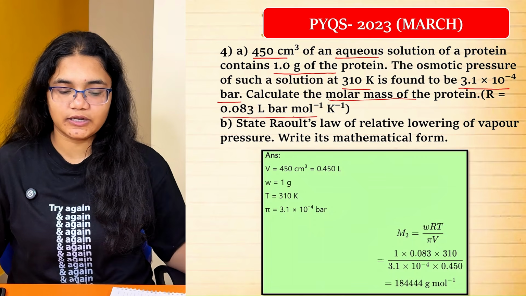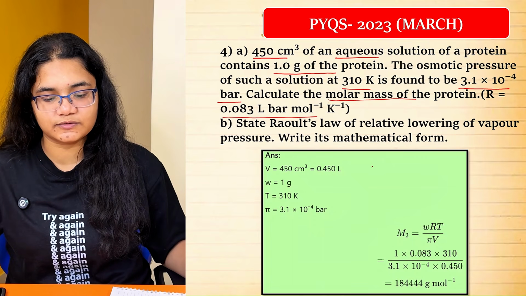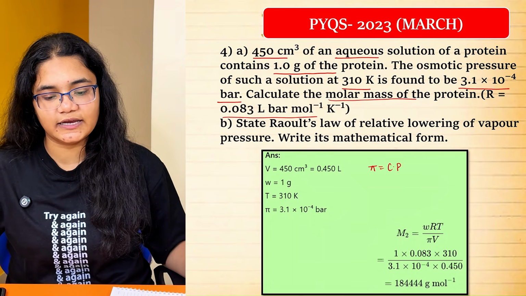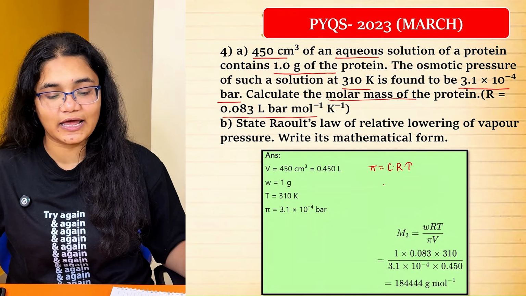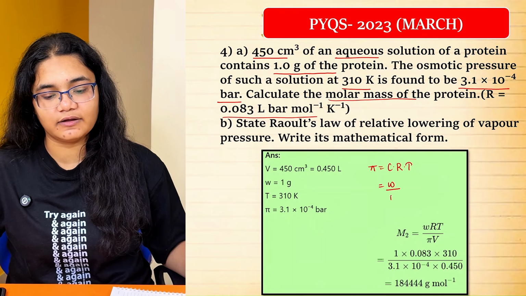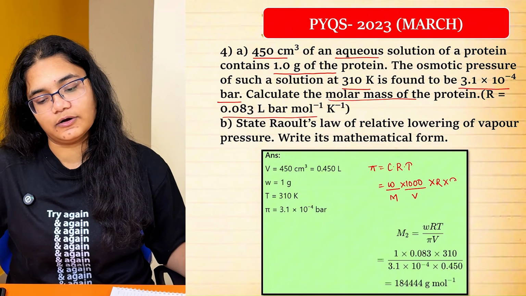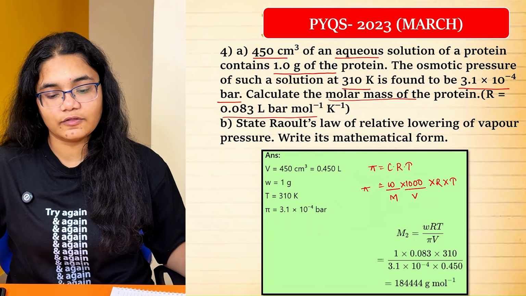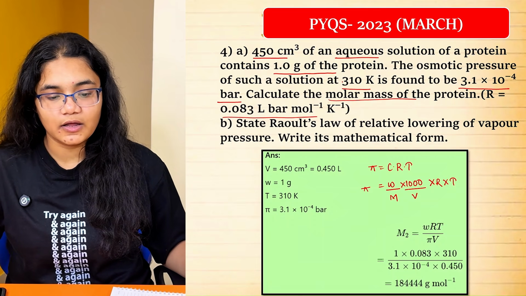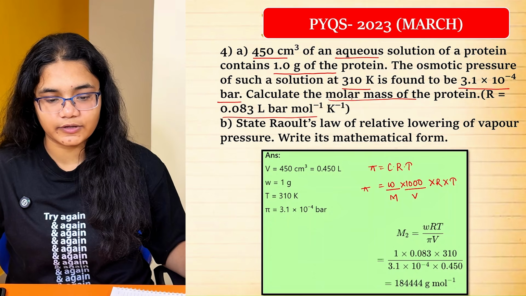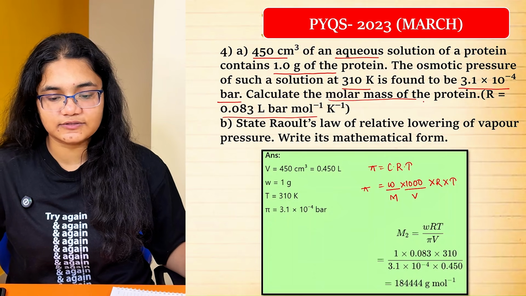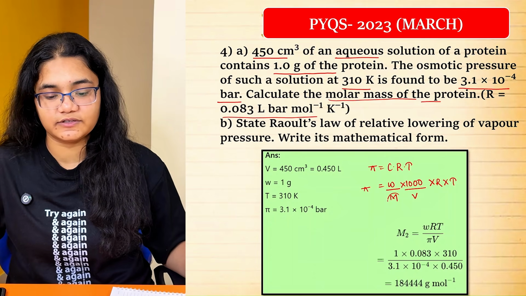Okay. So the osmotic pressure formula is what? If you know, osmotic pressure is equal to C into R into T, where C is molarity. So how can you write molarity? Given mass by molar mass into 1000 by volume, into R into T. Right. Now the question has asked you to find out what? Calculate the molar mass of the protein. You have to find the molar mass of this protein.